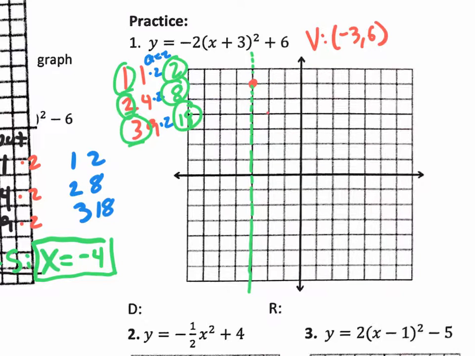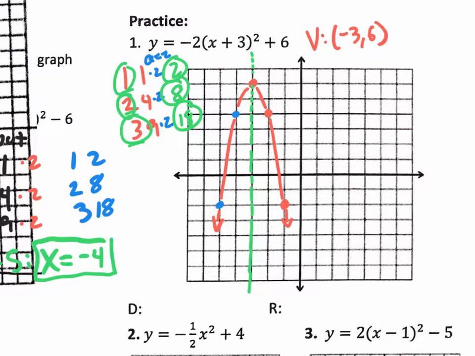If I go 1 over 2 down, I get to this point. If I go back to the vertex and go 2 over 8 down, it's going to be 1, 2, 3, 4, 5, 6, 7, 8. I'll be right there. And of course, let's map these over to the other side, right here and right there. And that's about it. There's my slightly narrower parabola because the a value is further away from 0. It is opening down, and the vertex is at (-3, 6).